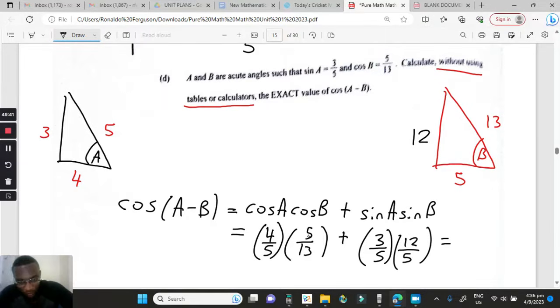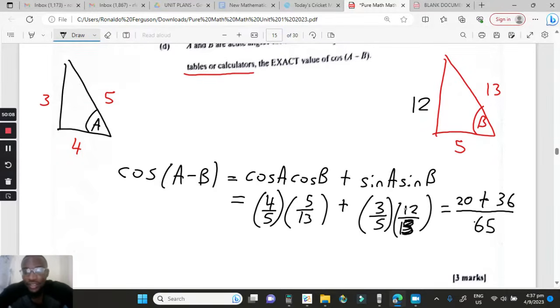Now, 4 times 5 is 20, so that's 20 plus 3 times 12, I believe that is 36. I strongly believe that's 36 over 2 over 13, sorry. 5 times 13 is, I believe, 65. I hope I'm correct there. And 20 plus 36 is 56. 56 over 65, and that's the answer.